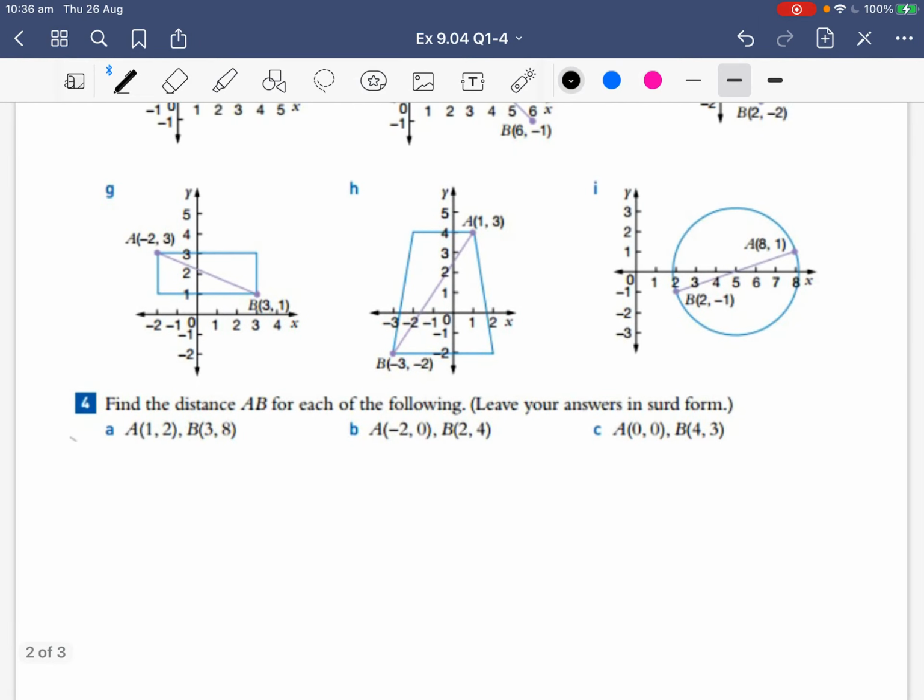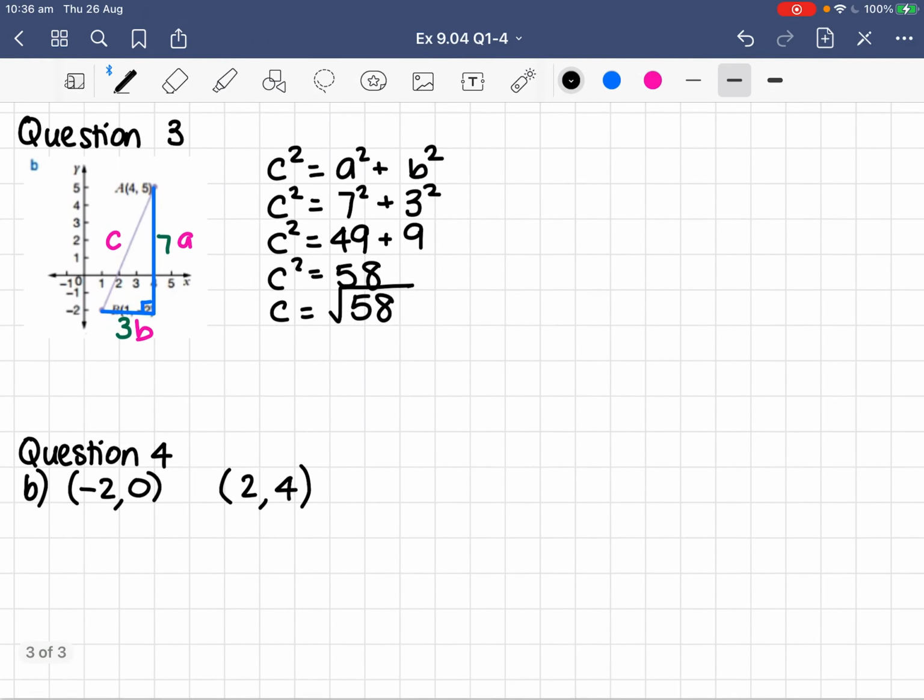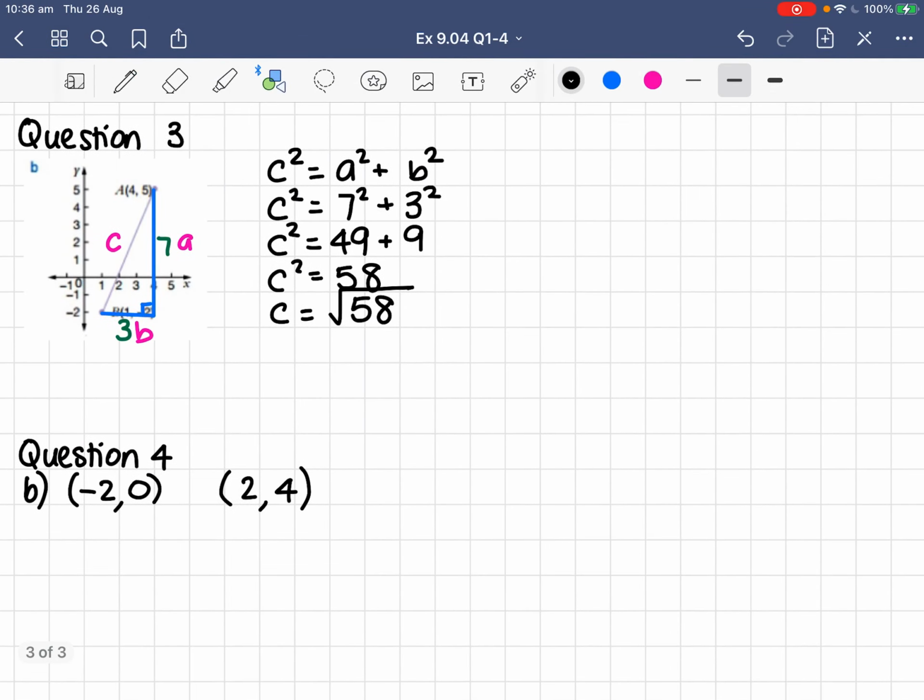For question 4, we want to find the distance AB for each of the following and leave our answers in surd form. So we've just been given some points. What I would suggest is to draw up a number plane yourself. So I'm just going to draw one over here. Okay, and I'm going to plot these points.